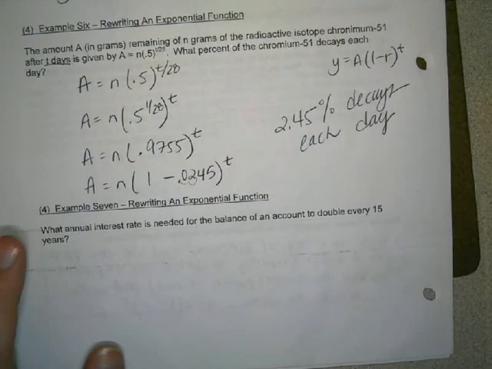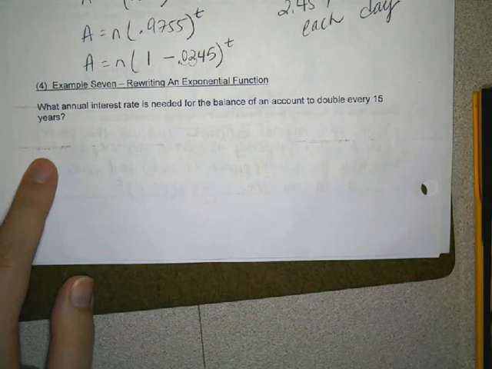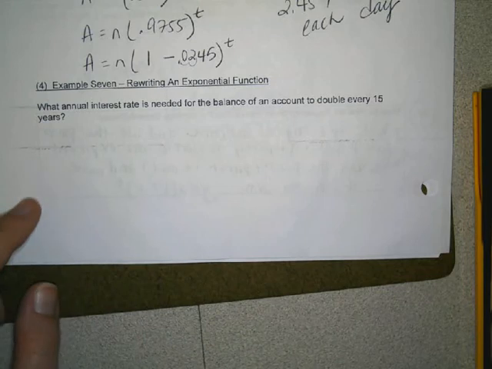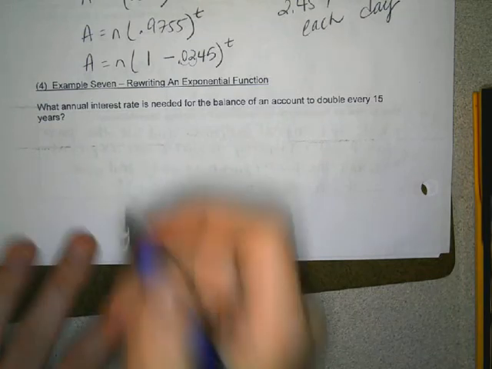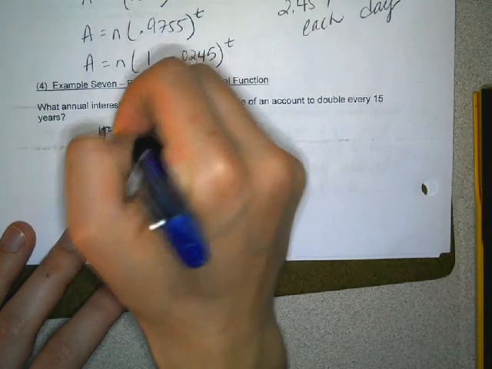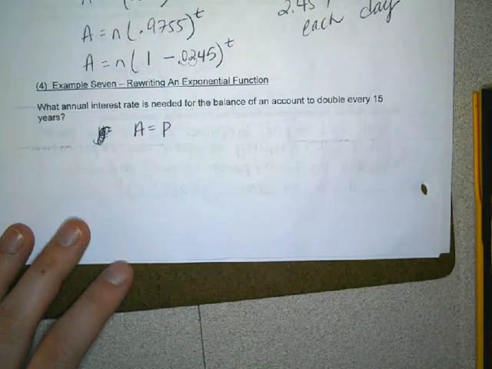Okay, then for example 7, what annual interest rate is needed for the balance of an account to double every 15 years? We can write it like this. Well, let's use A to represent the amount. We don't know the principal. We just want it to double.